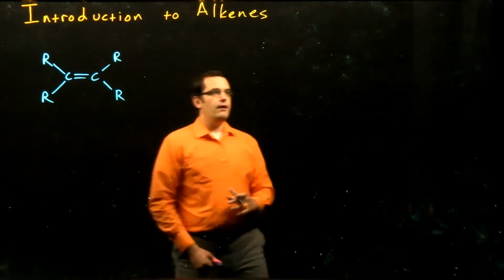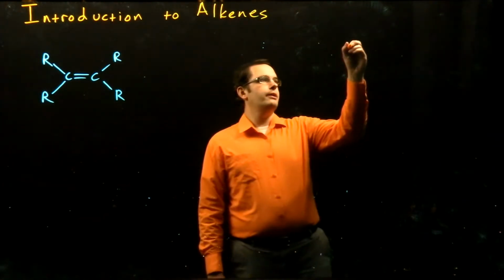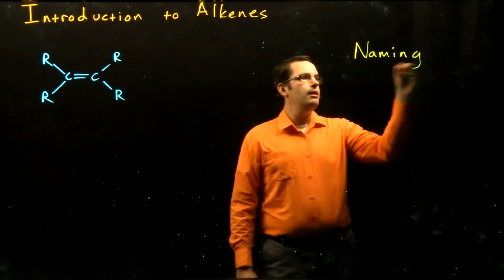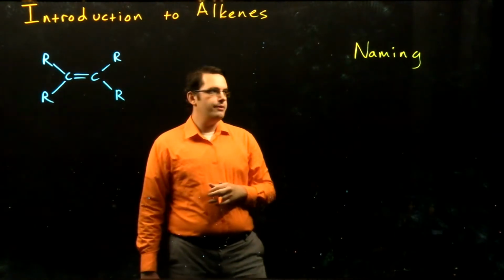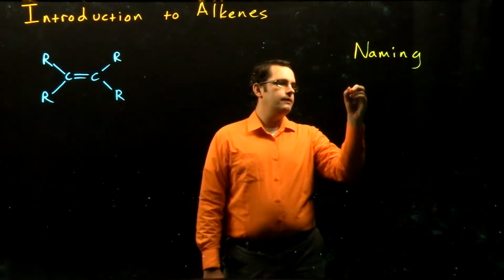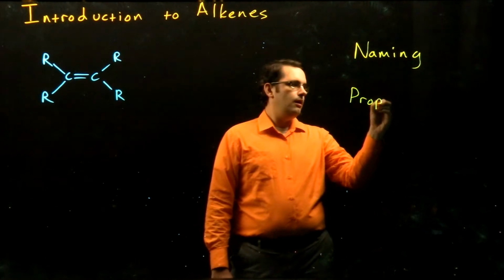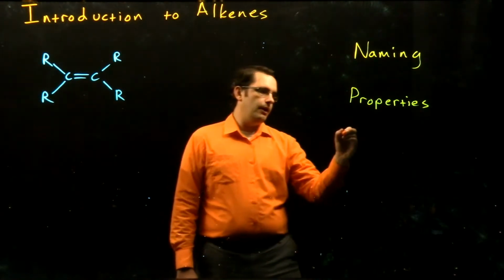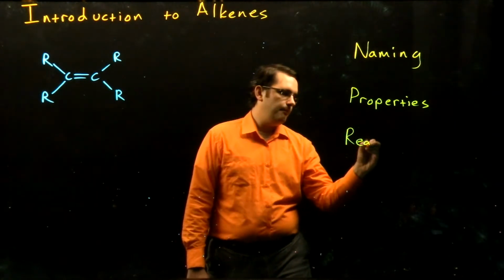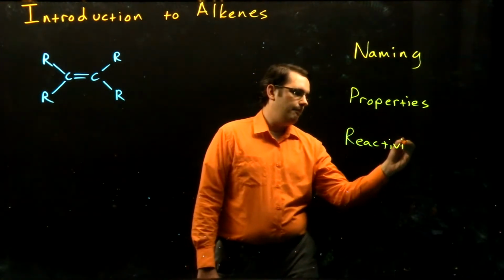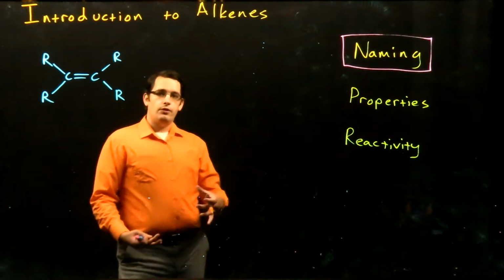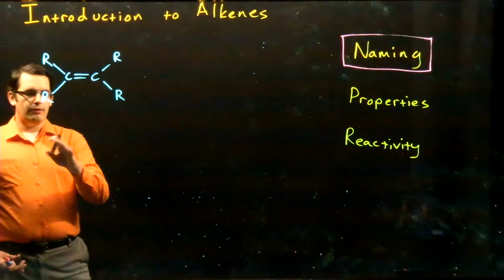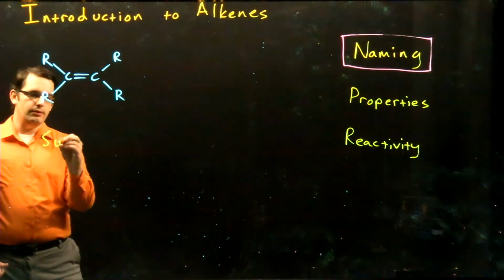As with our other functional groups, we're going to look at our three different categories here. We're going to look at how we can name our alkene functional groups. We're going to look at the properties that our alkenes share. And we're going to look at their reactivity. So first, we'll start with naming. As usual, our alkenes will need to be named using a unique suffix.